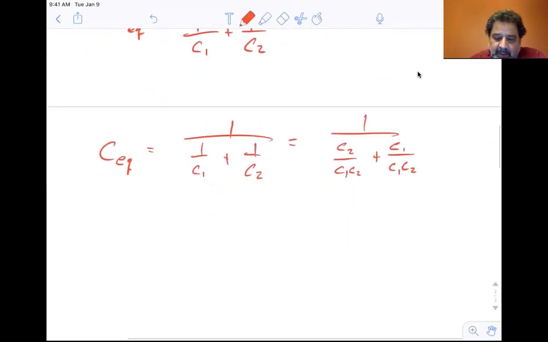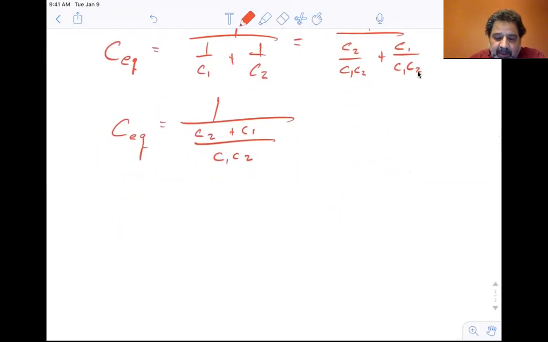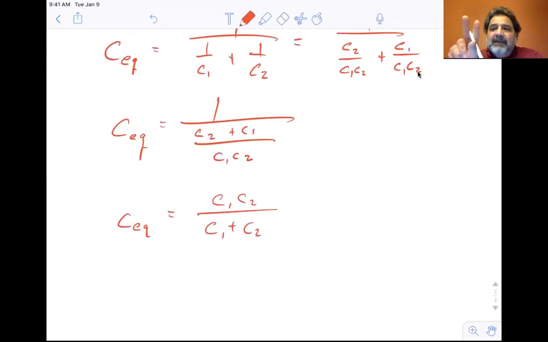So now we have a common denominator: 1 over C2 plus C1 over C1 C2. Now let's take the reciprocal. C equivalent is equal to C1 C2 over C1 plus C2. That's a little shortcut. When you have two capacitors, you can do this. C equivalent equals C1 C2 divided by C1 plus C2, and you'll get an answer.